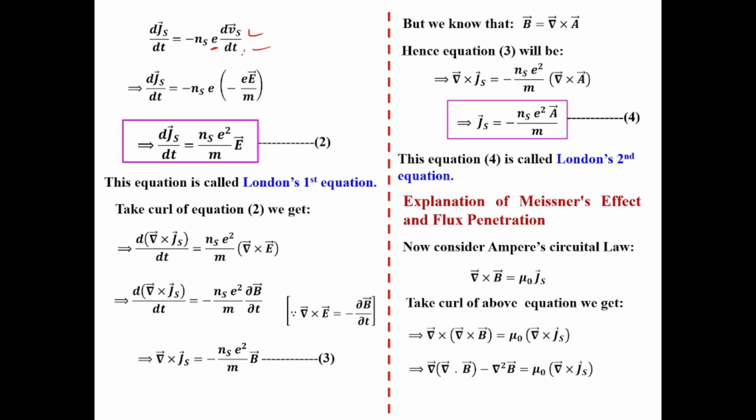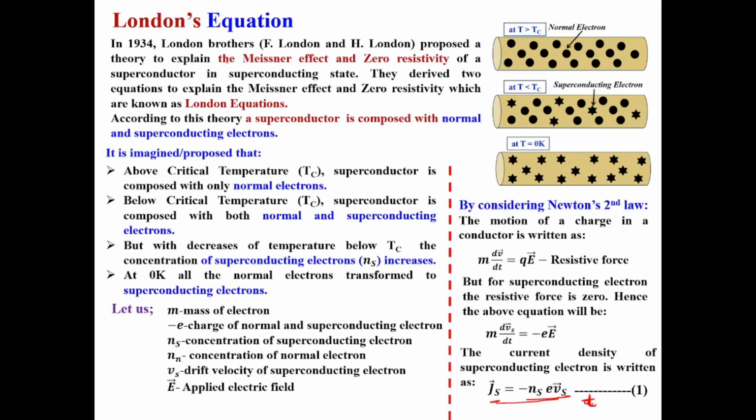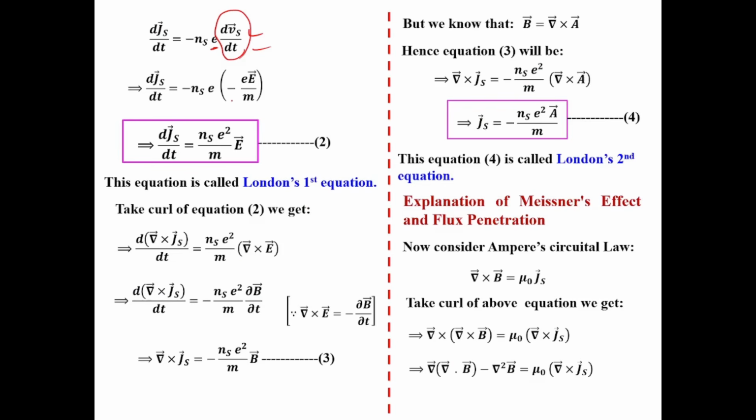Here, dVs by dt, how much did we find? dVs by dt we found to be minus eE by m. That I am going to substitute over here, minus eE by m. That implies the rate of change of current density, the current density due to superconducting electrons, will be equal to Ns e square by m into E. This is your equation number 2, which represents London's first equation.